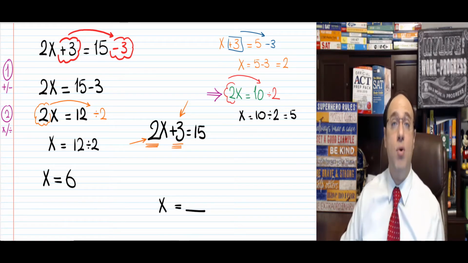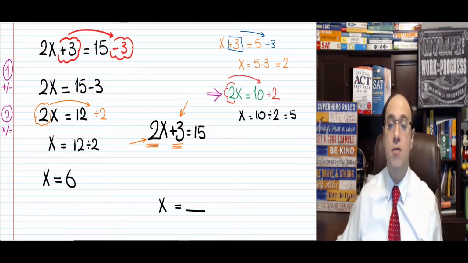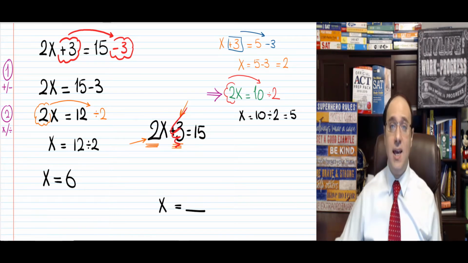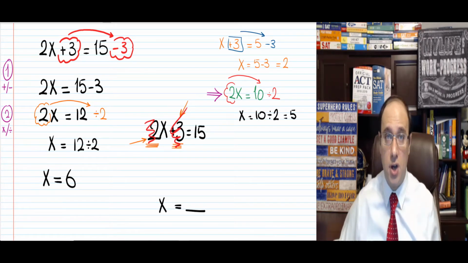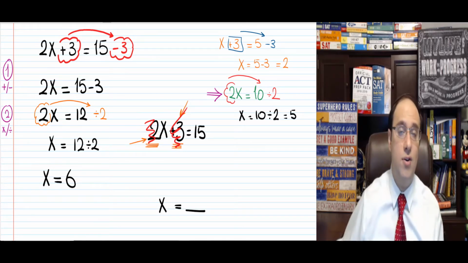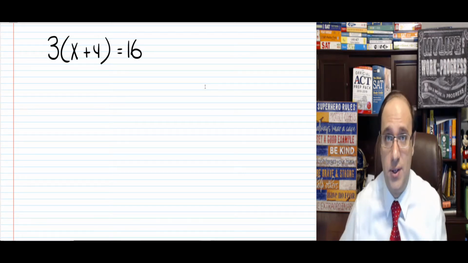I can't get rid of both in one step. I need to do this in 2 steps. First step, I got rid of the plus 3. Second step, I got rid of the times 2. I did these 2 steps and got the final answer for x. Easy? How do we answer a question like this?